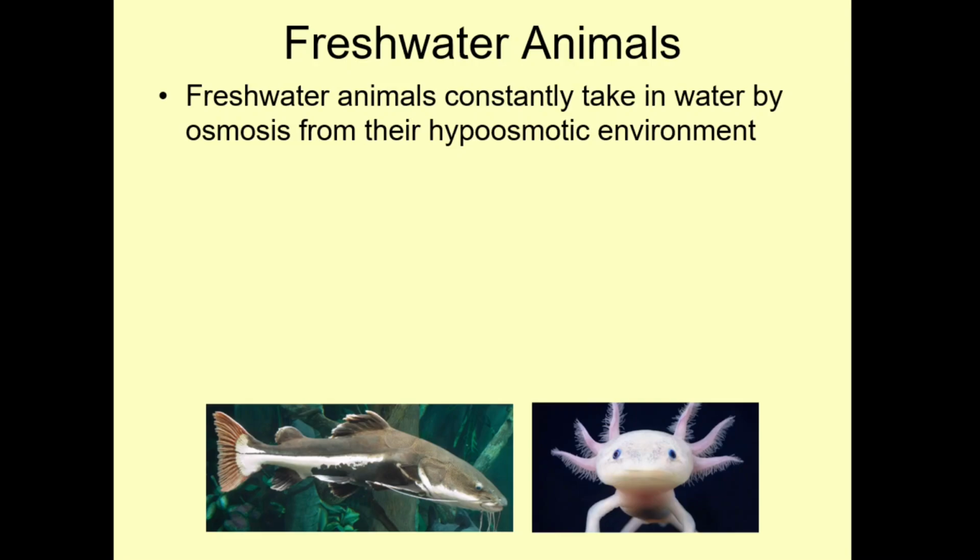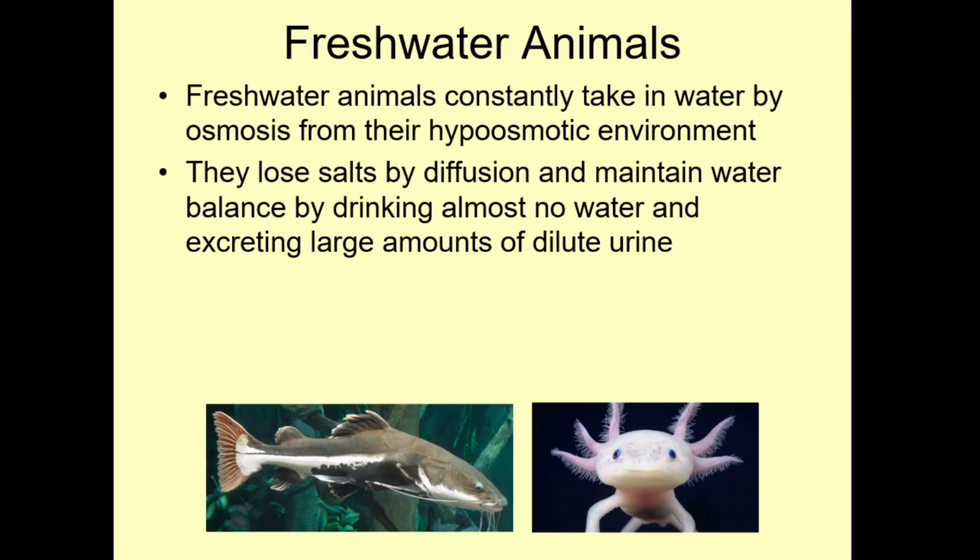When we consider freshwater animals, well, they have the opposite problem to what we've just discussed with the marine fish. Freshwater animals are constantly taking in water by osmosis because they are living in a hypoosmotic environment. So they are gaining water through osmosis. They are losing salts through diffusion. So they lose salts by diffusion and maintain water balance by drinking almost no water and excreting large amounts of dilute urine. So we can see how that's the opposite of what we just talked about with marine fish.